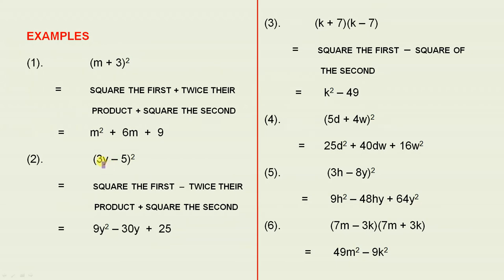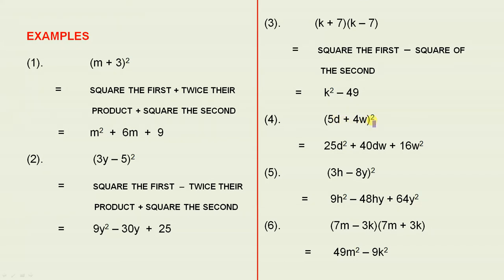This one here is very similar, except you have a minus sign. So you square the first, which gives you 9y squared. Twice their product, but you remember you have a minus sign in the answer. So 3 5s are 15y, that gives you 30y with a minus sign. And the last one is square the second, and that gives you plus 25. Number 3, this is the product of a sum and difference, where the automatic rule says you square the first minus the square of the second. So you square the first to give you k squared, square the second one gives you 49, and there's a minus sign in between.